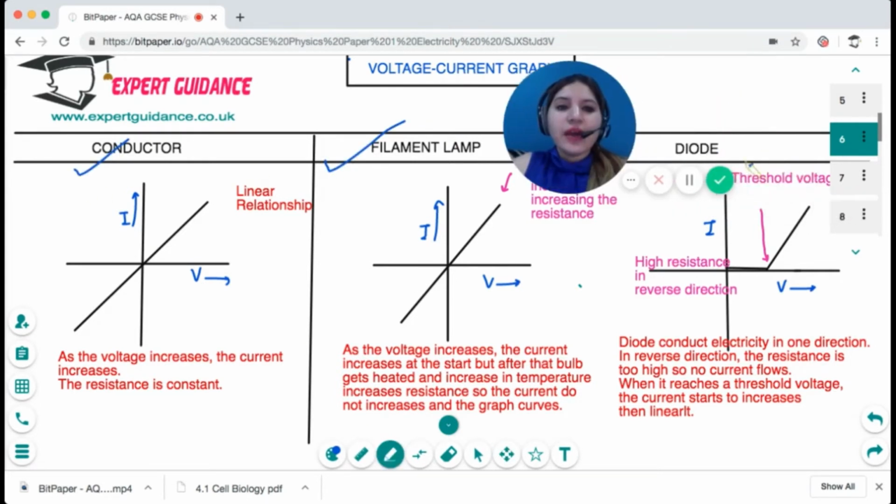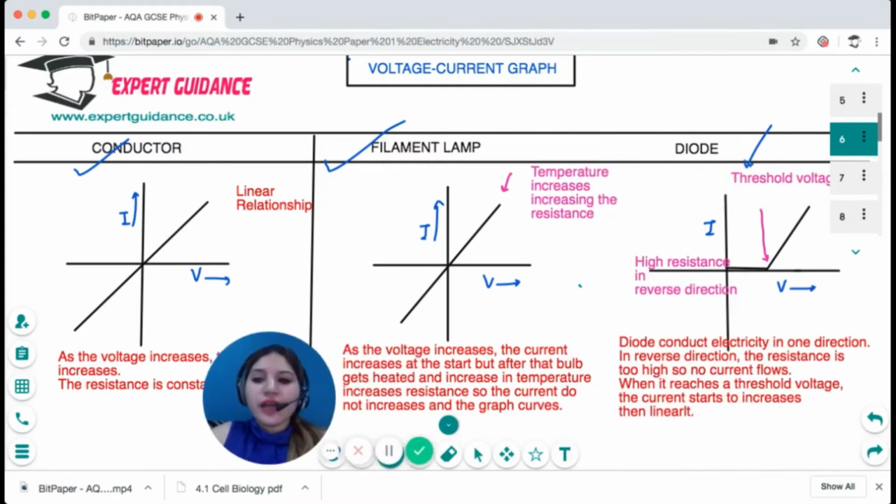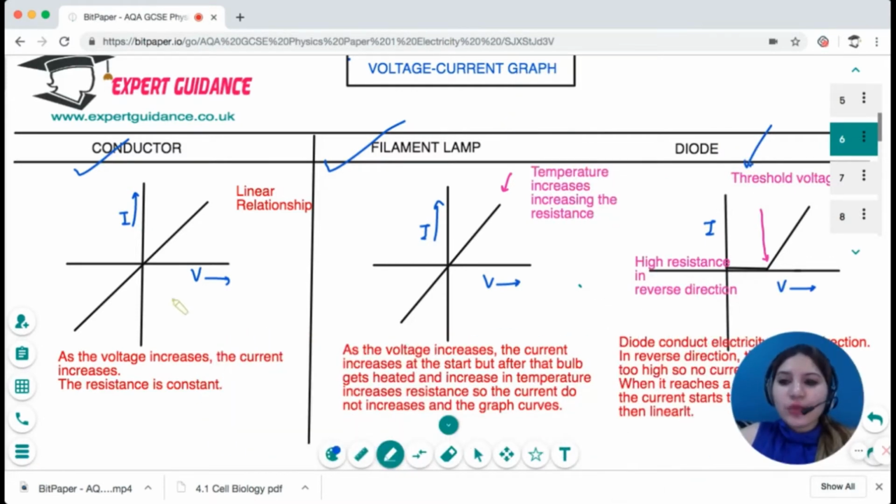Now, in a conductor, as the voltage increases, the current increases, a linear relationship, provided the temperature remains constant, and this is also known as Ohm's law.